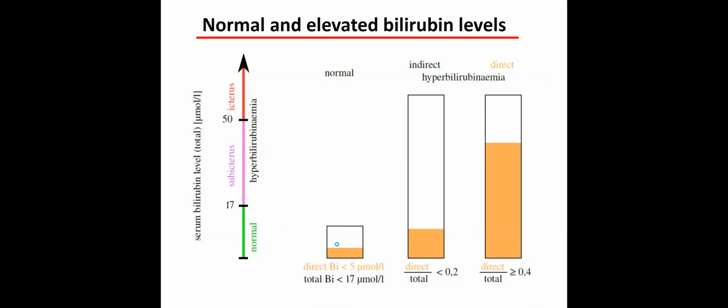Now, if we do have an elevated total bilirubin, so we do have a hyperbilirubinemia, however the direct is less than 20% of the total, this is what is called indirect hyperbilirubinemia, meaning that we do have mostly unconjugated bilirubin in the blood. The other one is when the direct is 40% of the total or more. This is called direct hyperbilirubinemia.